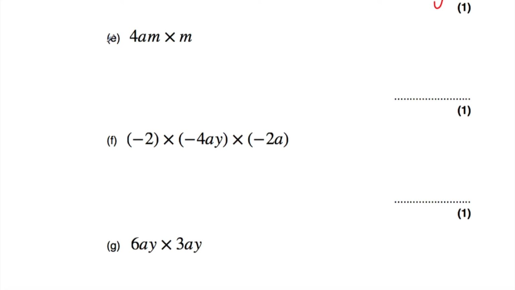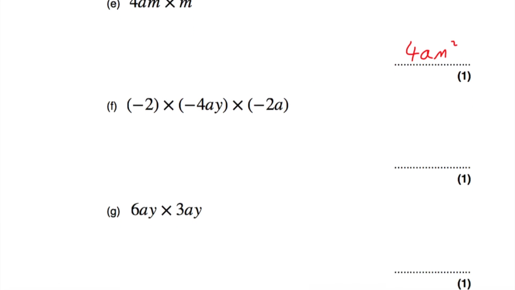Okay, let's have a look at our next part, part E. So part E, we've got 4am multiplied by m. So let's deal with the numbers to begin with. So that's just going to be 4. And then we've got am multiplied by m. Well, then we've got a. And then we've got m times m, and m times m is m squared. So the answer would be 4am squared. And that's it.